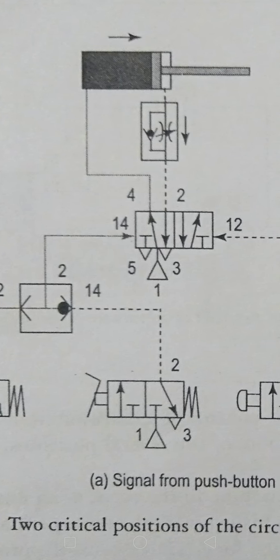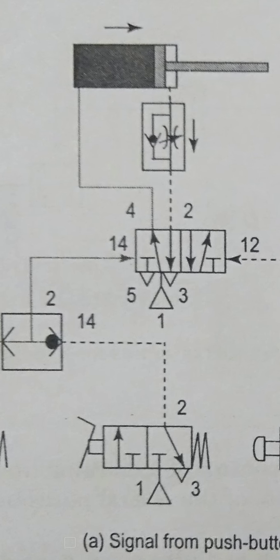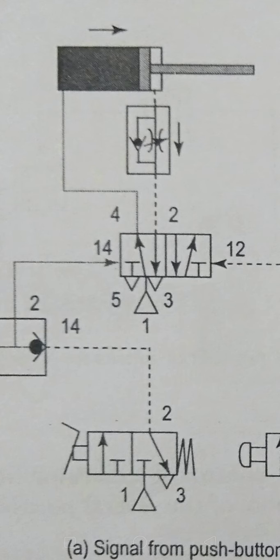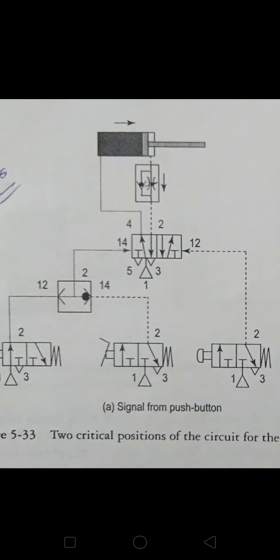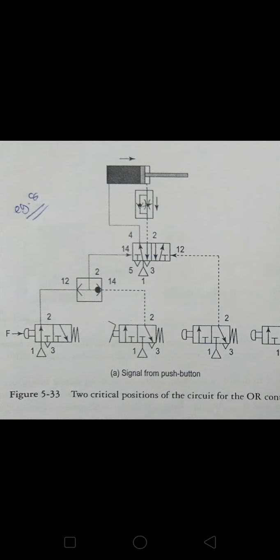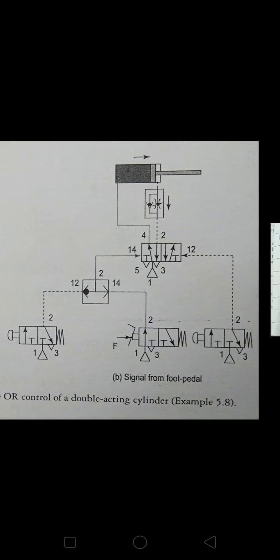So 1 is connected to 4, and 4 is connected to the left port of the piston. So the piston moves towards the right, and whatever air remains in the right side of the port moves through the throttle control valve to 2 and to 3, right? So it's the same output either through the push button or through this foot pedal, okay?